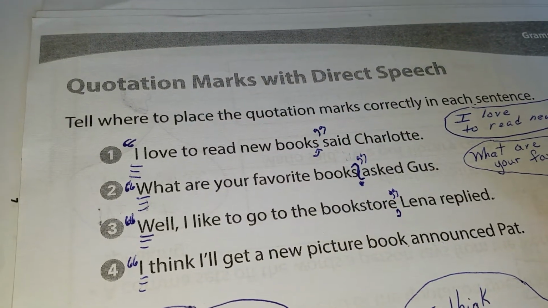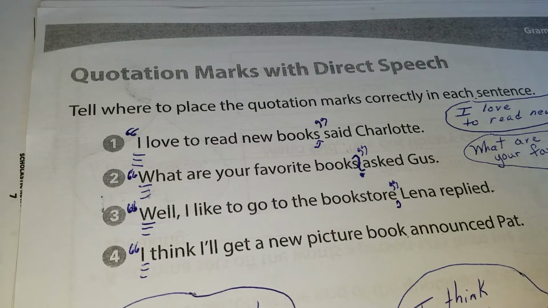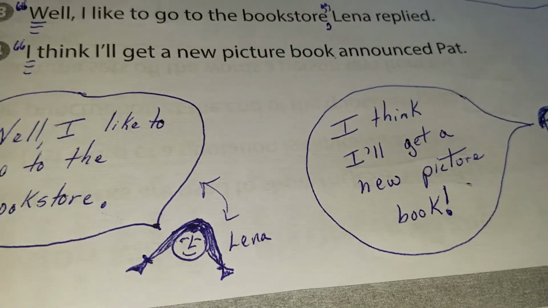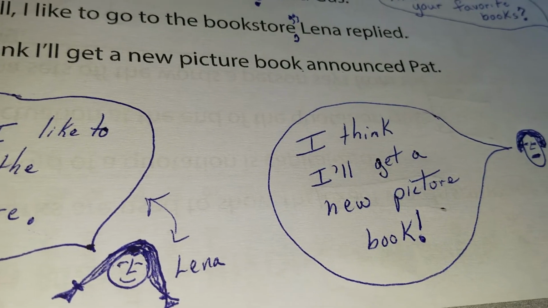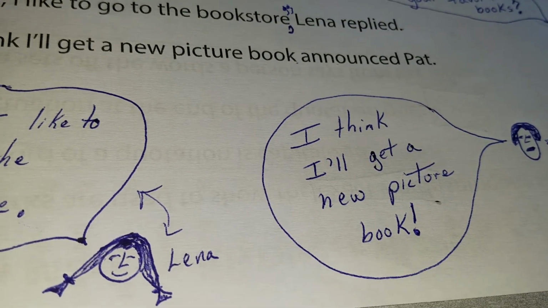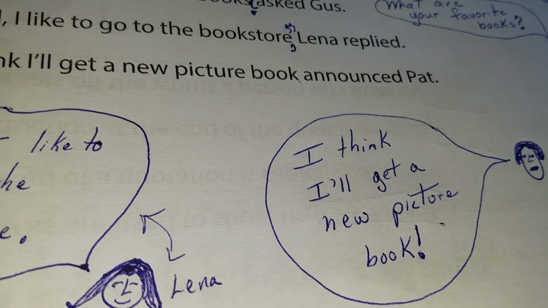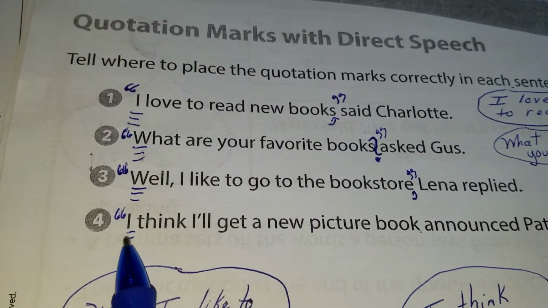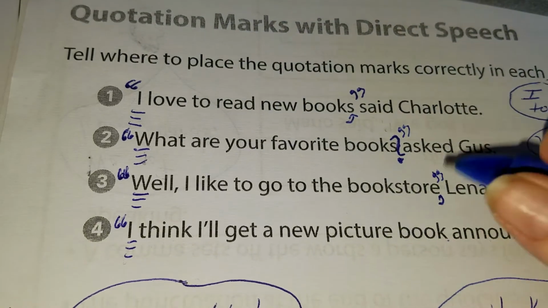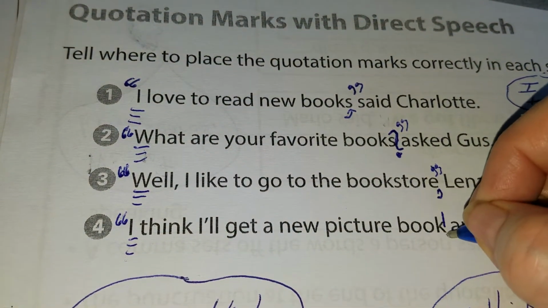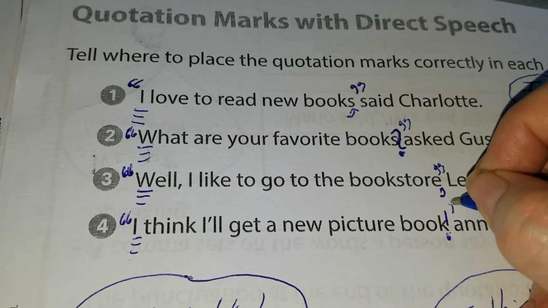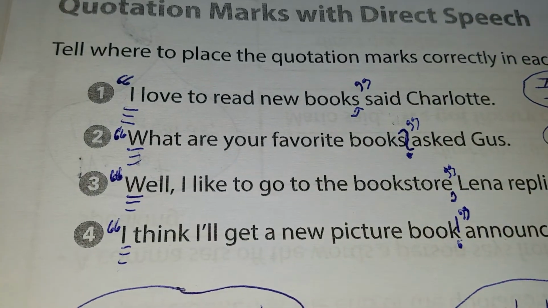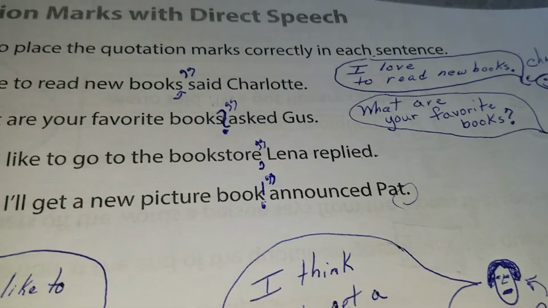Now, if we wanted to do this a little bit different, we could say, because they're using the word announce, we could change this to an exclamation point. "I think I'll get a new picture book!" And we'll show some excitement there. So let's try this. Again, open quotes, make sure it's a capital. "I think I'll get a new picture book!" Exclamation point. Close those quotes. Announced Pat, and I do have a period at the end.